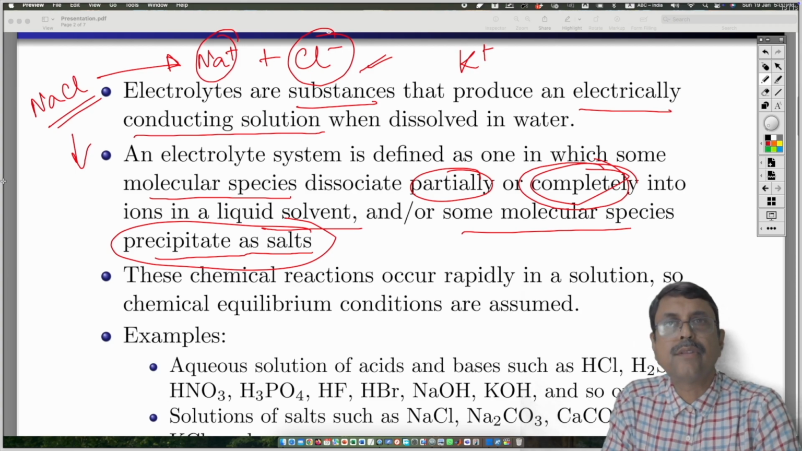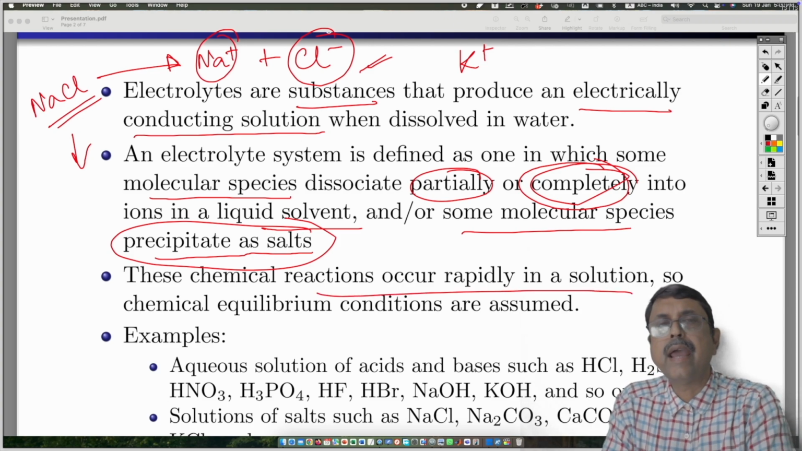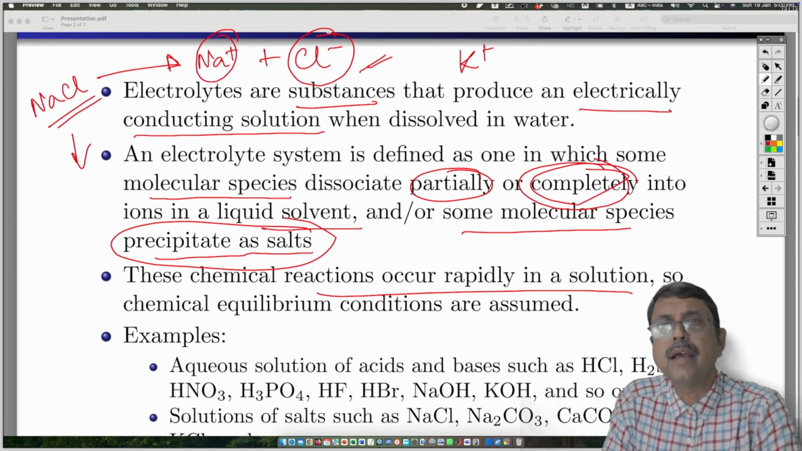Another characteristic of electrolyte system is its speed of reaction. It is a very, very rapid reaction. Okay, and due to that, the equilibrium is almost reached instantaneously, and chemical equilibrium is always assumed.